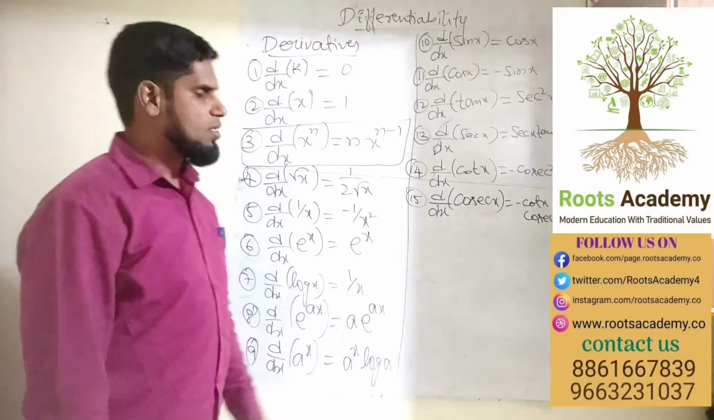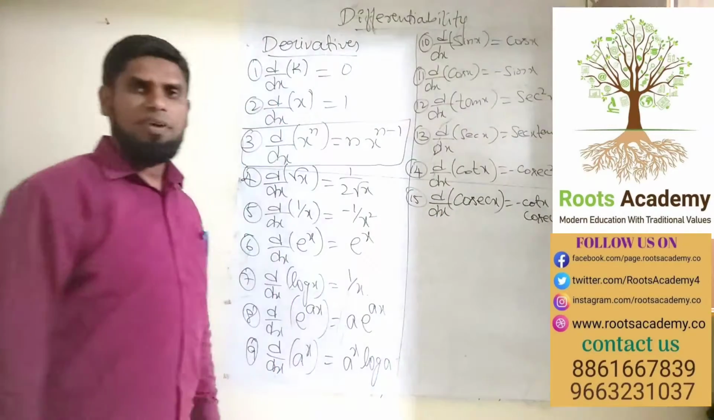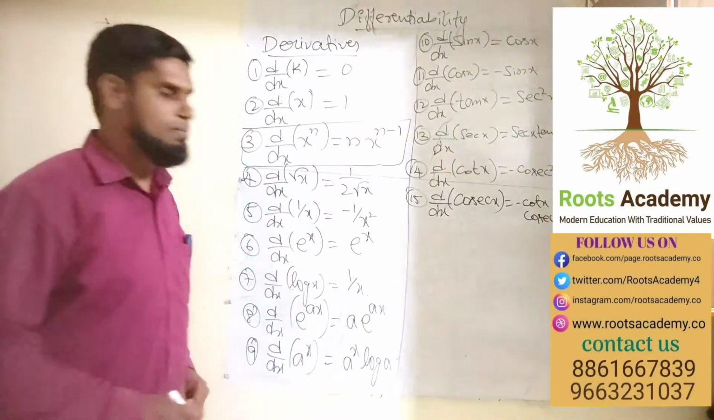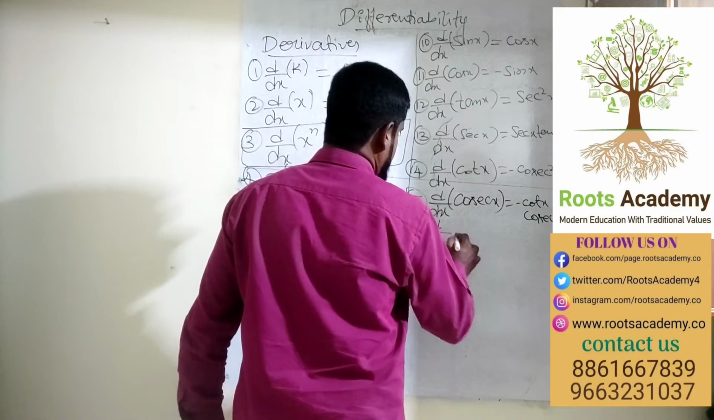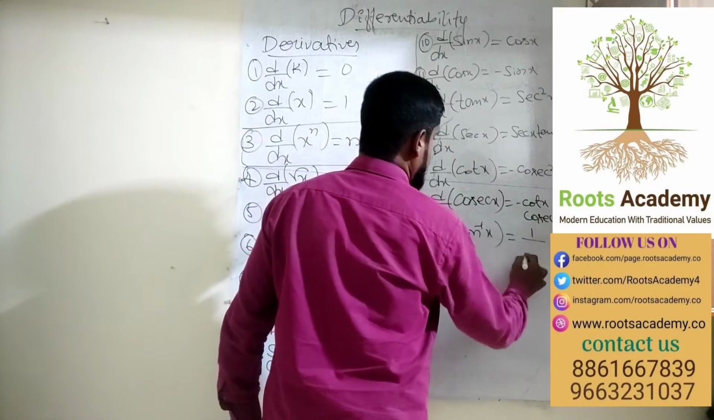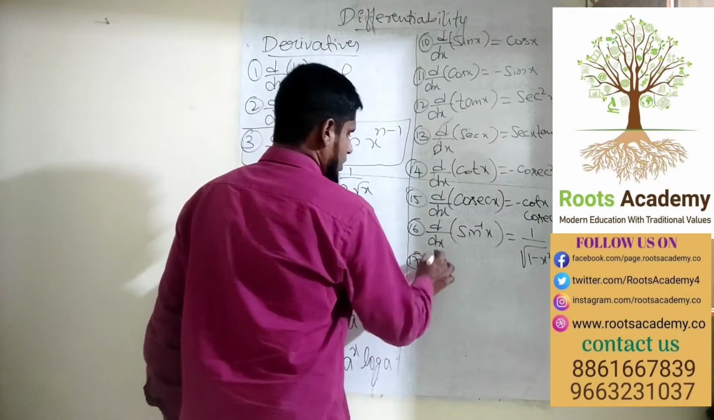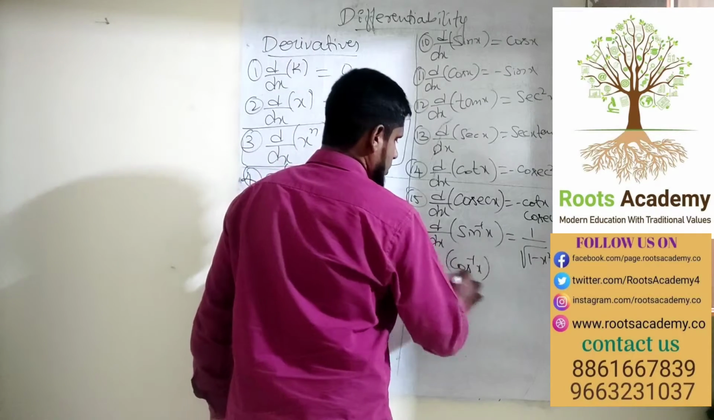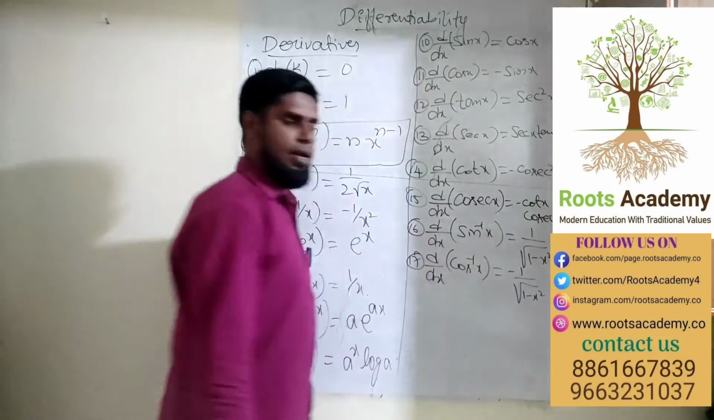Very simple it is. The next, let us see the derivatives of inverse trigonometric functions that are very, very important in differentiation chapter. D by dx of sine inverse x is 1 divided by root of 1 minus x square. Next is d by dx of cos inverse x is equal to minus 1 divided by root of 1 minus x square.